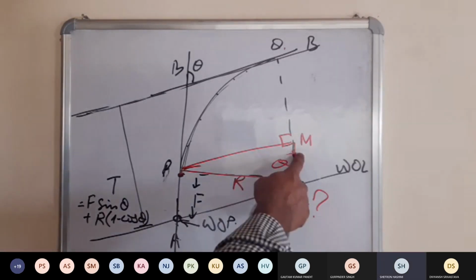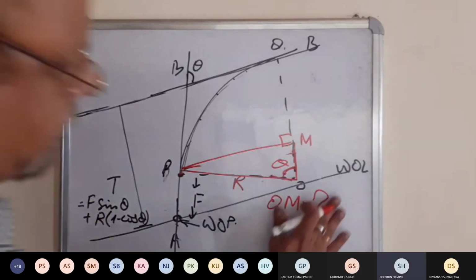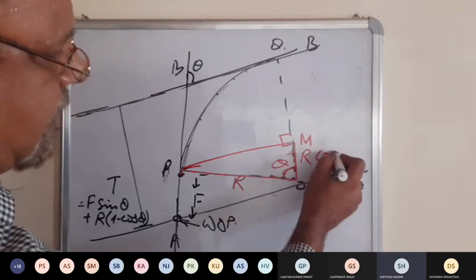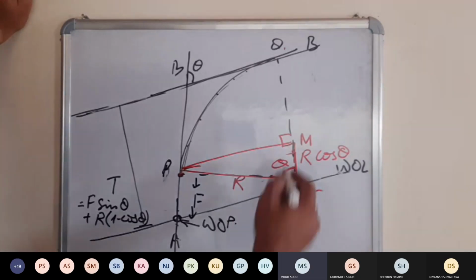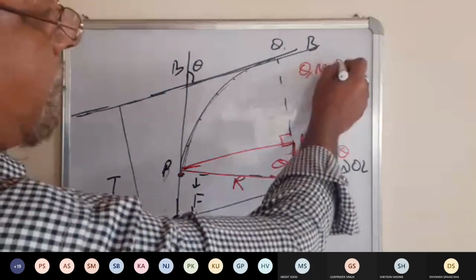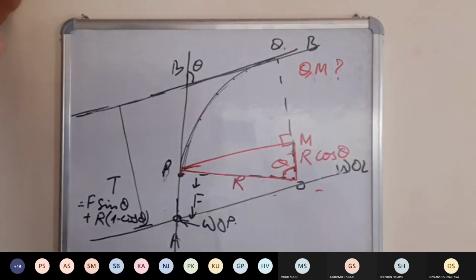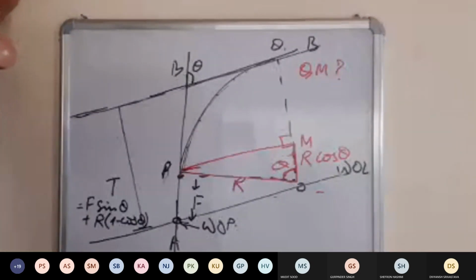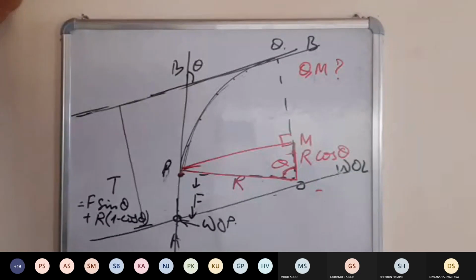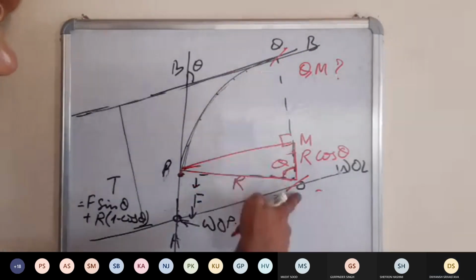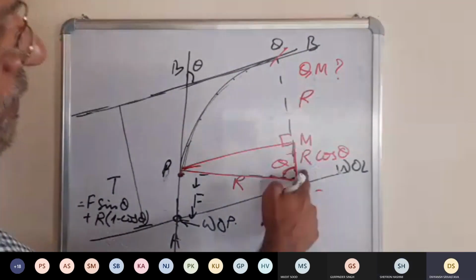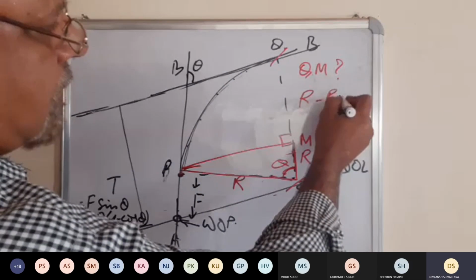This is hypotenuse, this is R, base. R cos theta. All right, so this is R cos theta. Very good. Everybody okay? Anyone having trouble? No, sir. Okay, good. So then what is QM? R minus R cos theta. From here to here is how much? R, sir. R minus R cos theta. Very good.